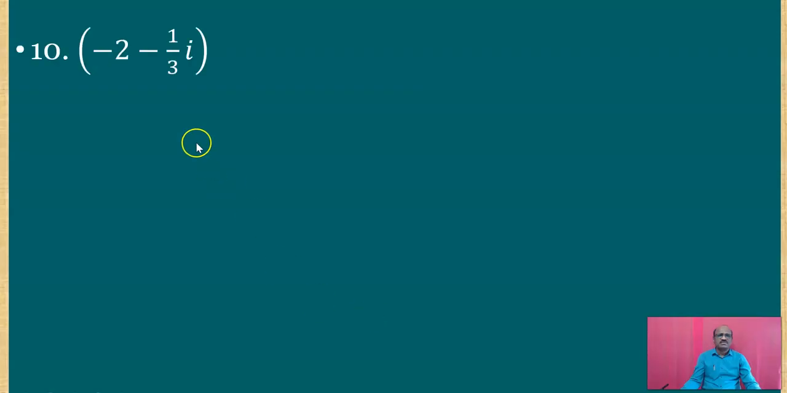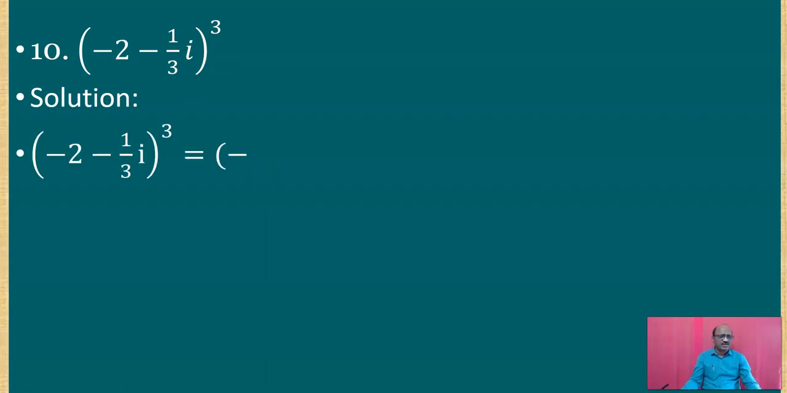Next example: (−2 − 1/3 i)³. Therefore, the solution: here we will apply the formula (−1)³.